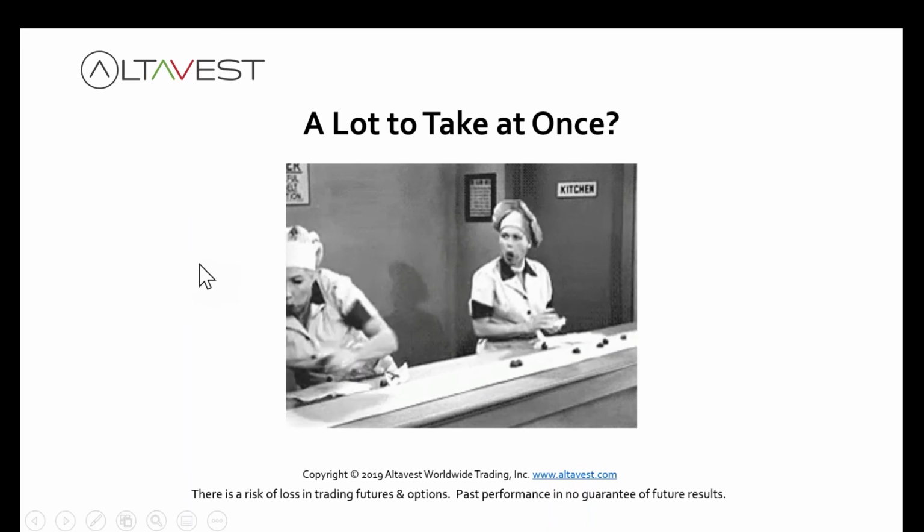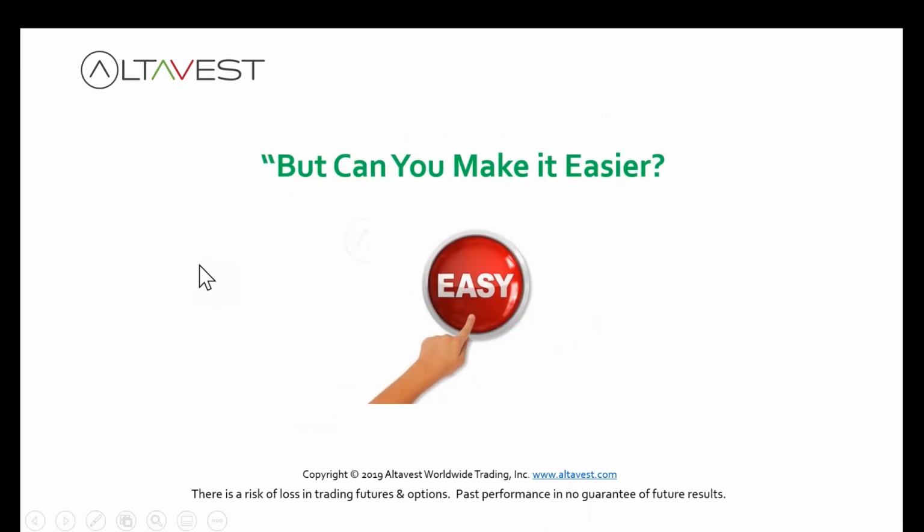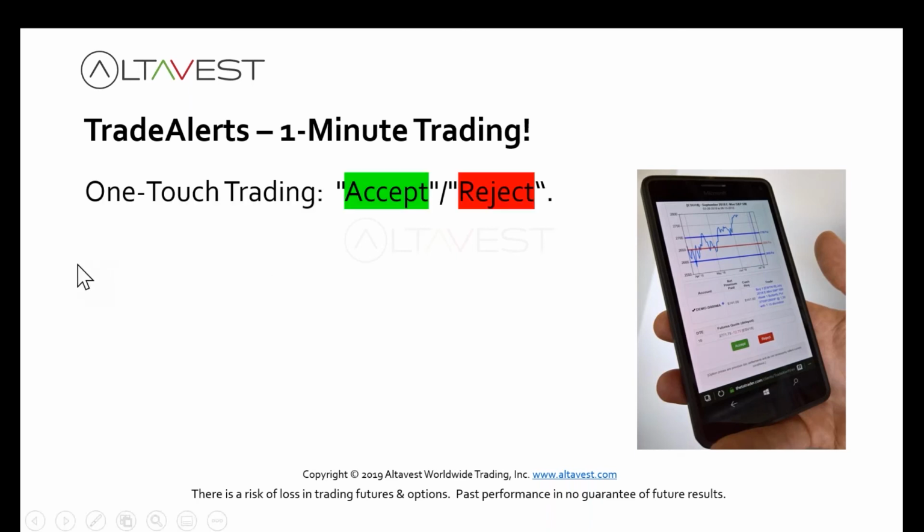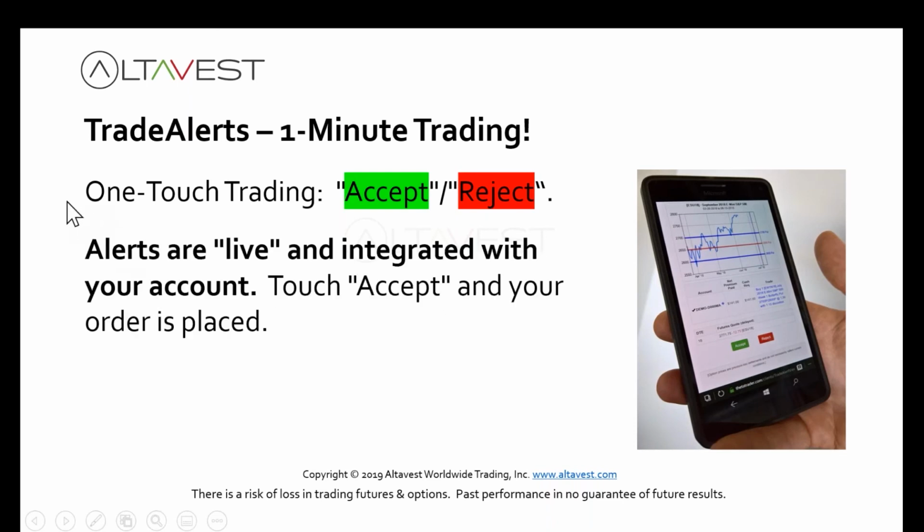So here we go. Let's make it super easy. Trade alerts in just a minute. Now, you're thinking, well, that's no big deal. Everyone sends email trade alerts or text message trade alerts. Well, that's outdated stuff, folks. That's baloney. These are one-touch trading alerts. So you receive an alert on your smart device. All you do is touch the screen to accept it or reject it. And our technology handles the rest because these are live, meaning they're integrated with your trading account.